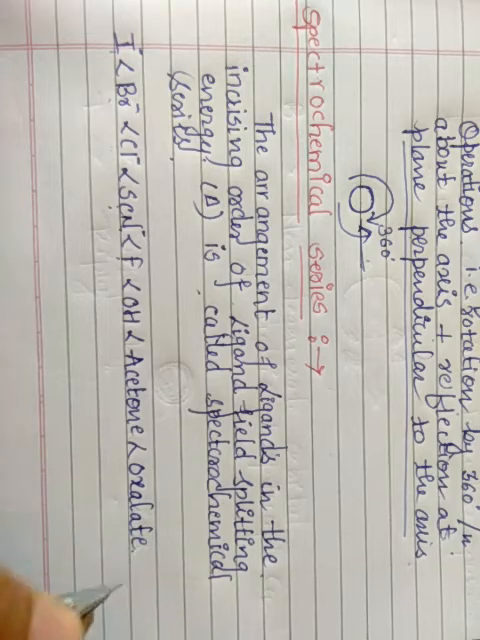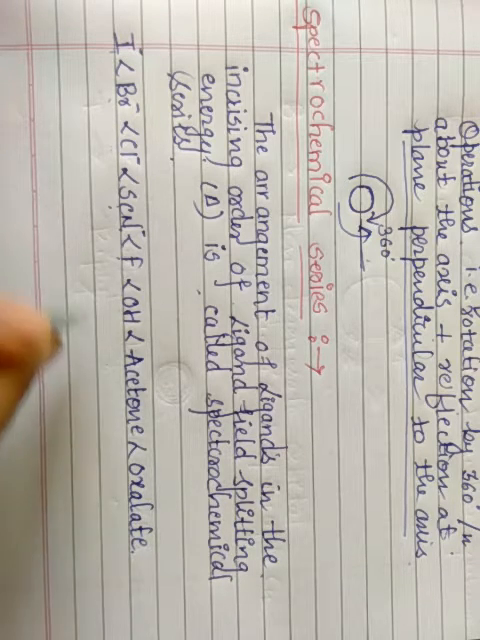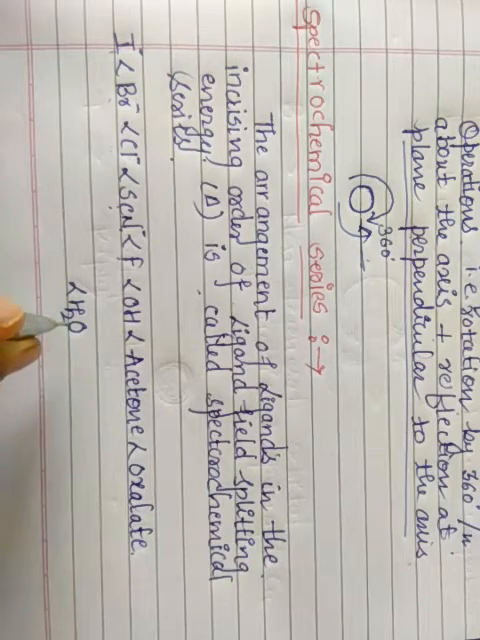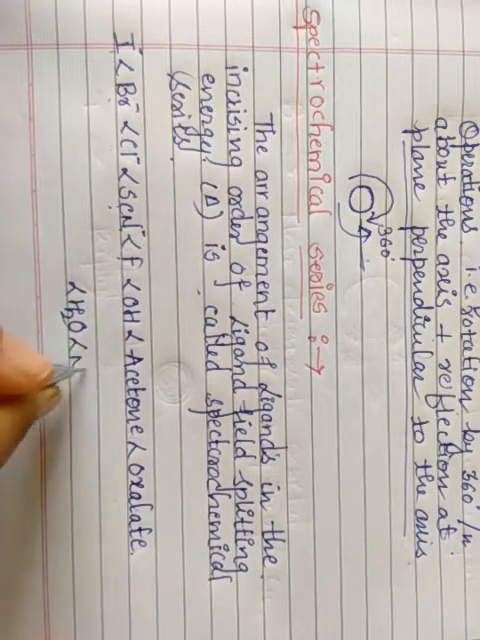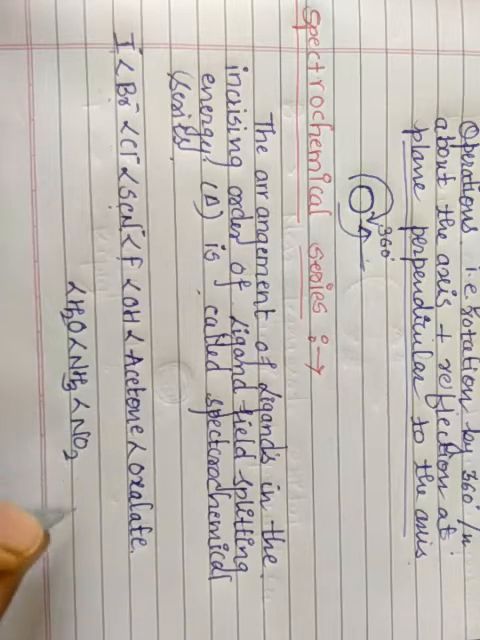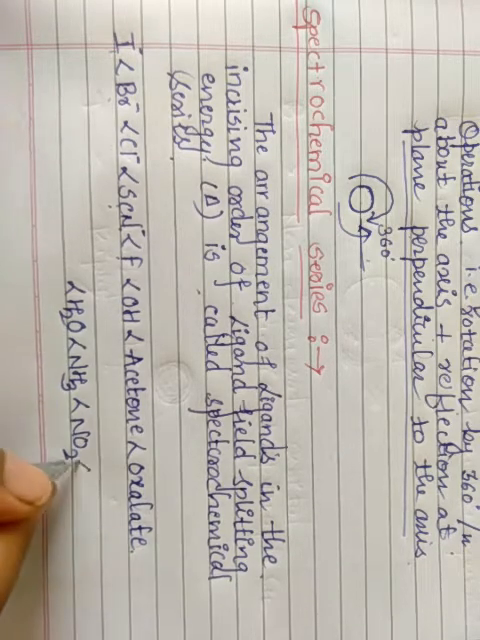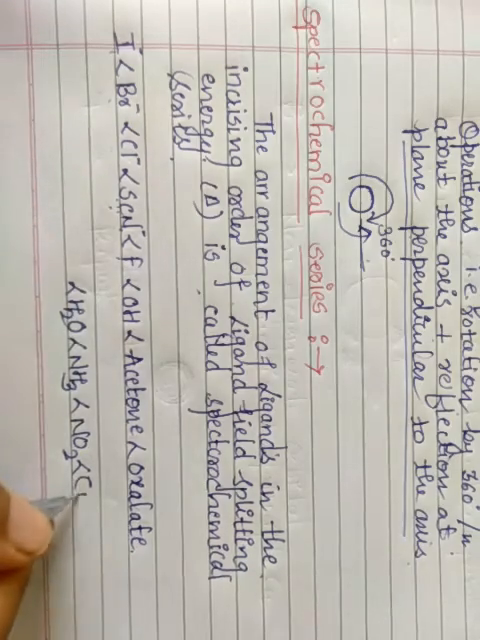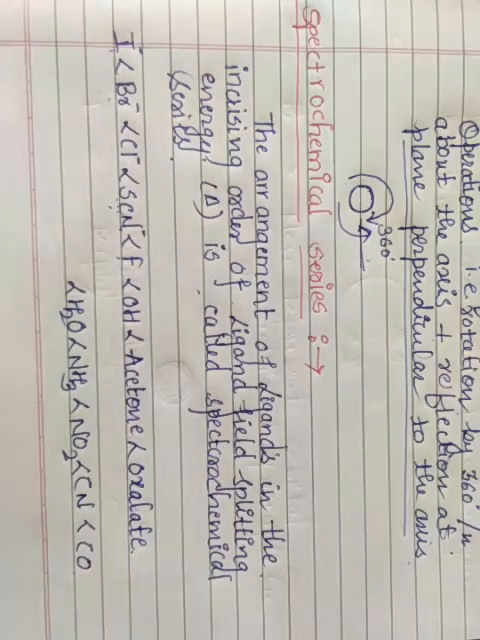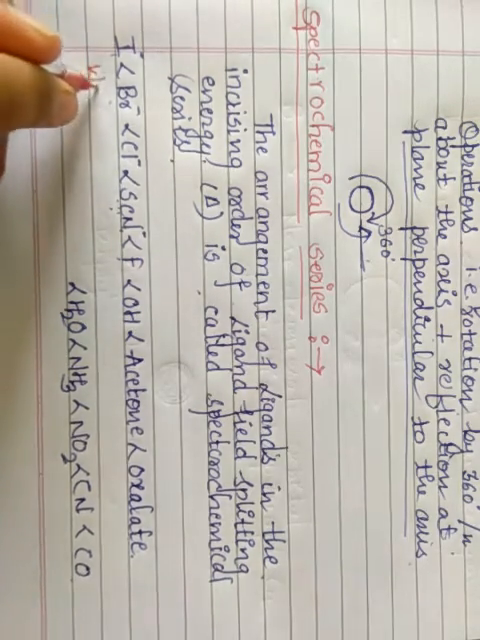Oxalate will come. Next will come H2O. I'll write that H2O here just to see. After H2O will come NH3. Next NO2. Next CN, not SCN. I'll take here CN. And next CO. So in this case, here is the weak field.